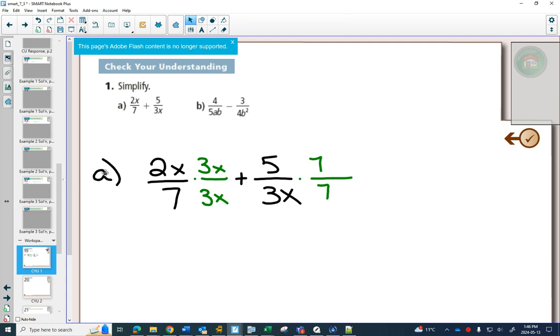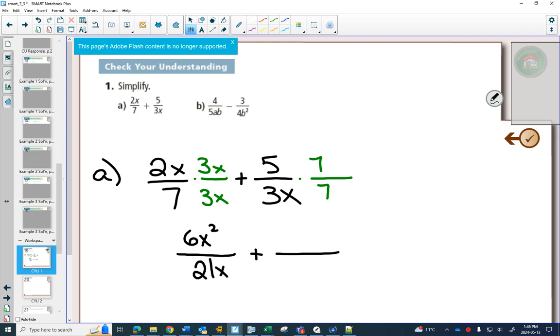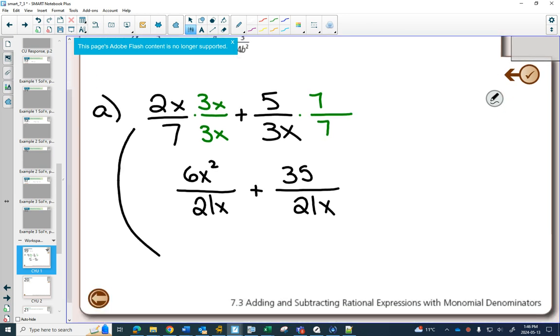Now I'm going to take 2 steps here. I'm okay if you do this in 1 step. But my first step, I'm just going to multiply this up. 2 times 3 is 6, x times x squared, over 21x, and 7 times 5 is 35, over 21x, just to see that you have a common denominator. I am okay if you would go directly from here to here with 21x on the bottom and say I have 6x squared plus 35.